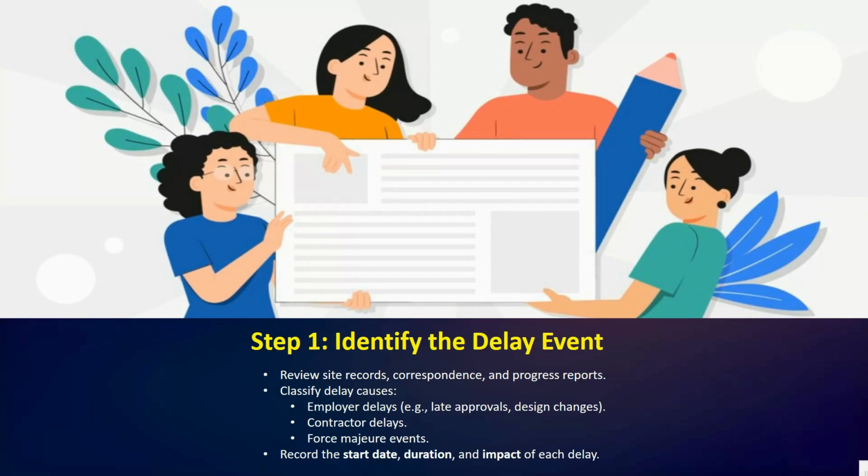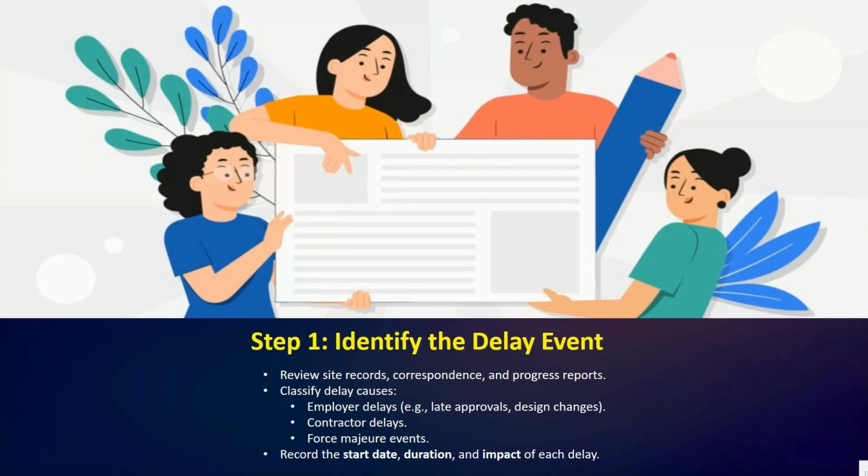Next we have step one, identify the delay events. The first step is to identify the delay event accurately. This means reviewing site diaries, progress reports, and meeting minutes to determine when and why the delay occurred. Delays can generally be classified as employer delays, contractor delays, and force majeure events.